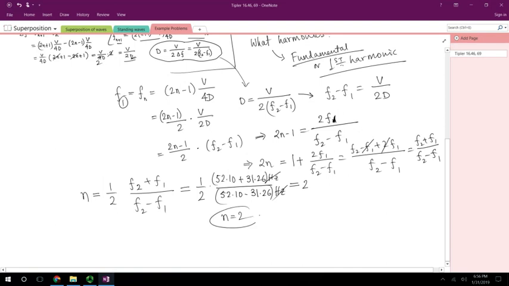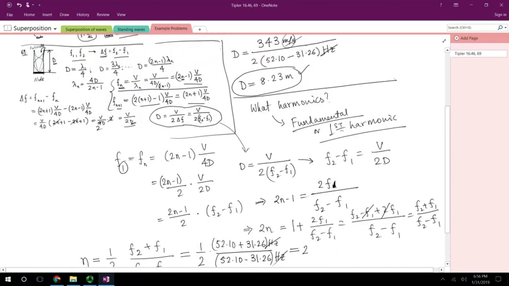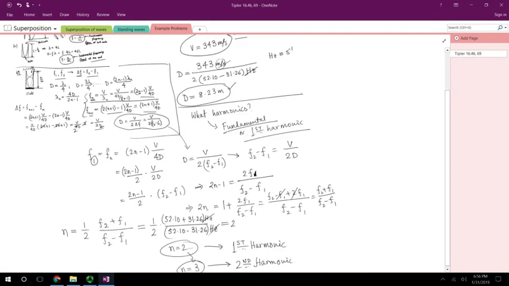So what does that mean? n equals 2 tells us that this is the first harmonic, right? So this standing wave is the first harmonic, which means that the next one, which is the other one that is given to us, that is n equals 3, is the second harmonic. So the resonant frequencies that we just measured in the mine shaft are the first and second harmonics.